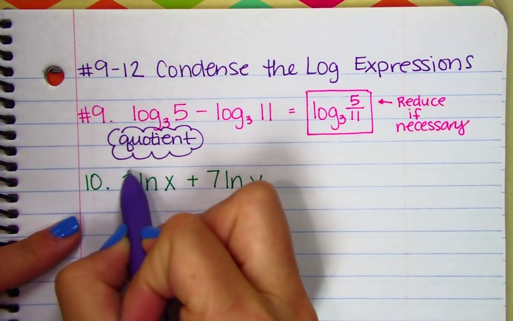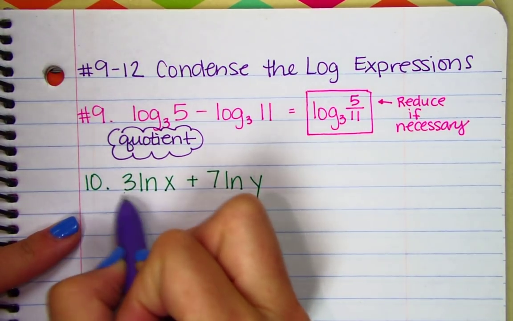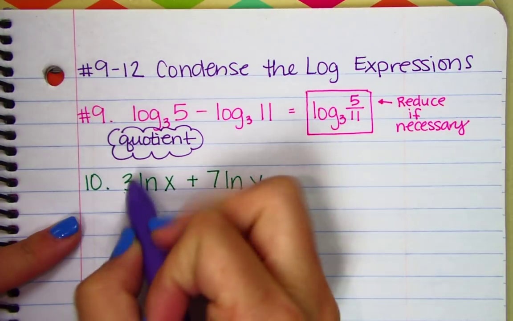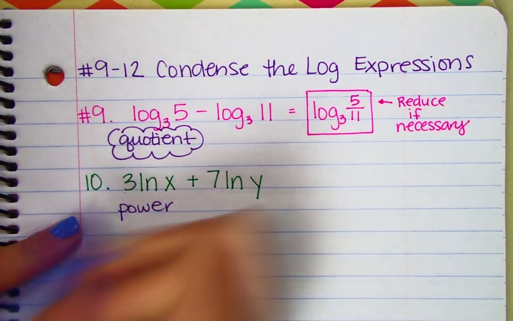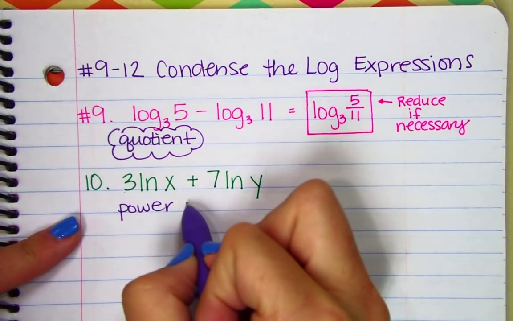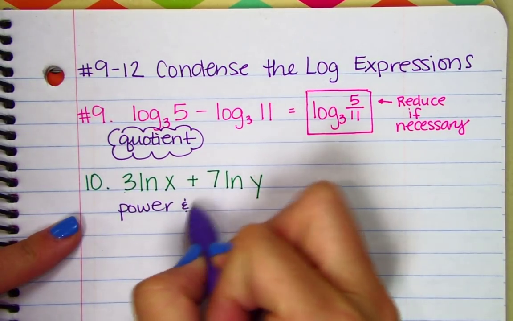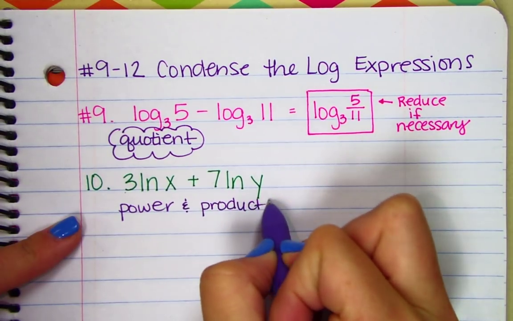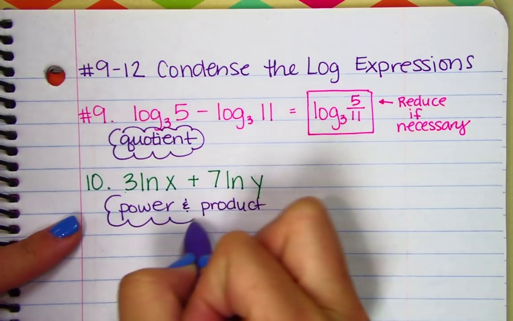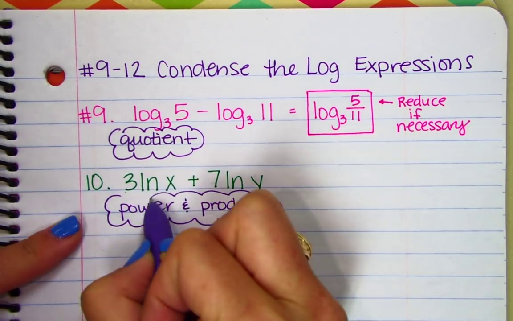What makes us put the number in front of our log? That was the power property, where the exponent went up here and we moved it out in front. That's the power property. And what makes us add? The product property. So this one has 2 properties. And we're going to condense it.